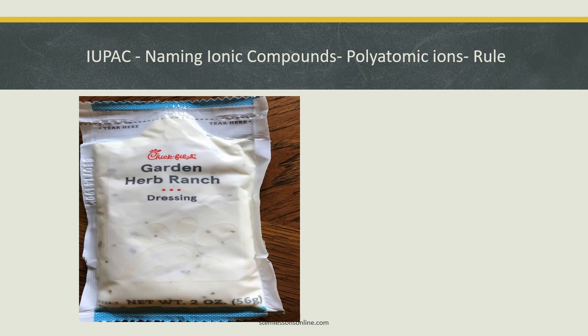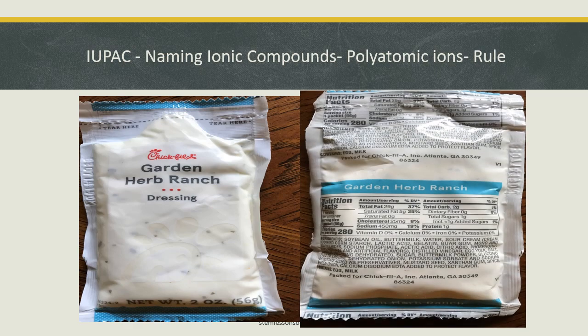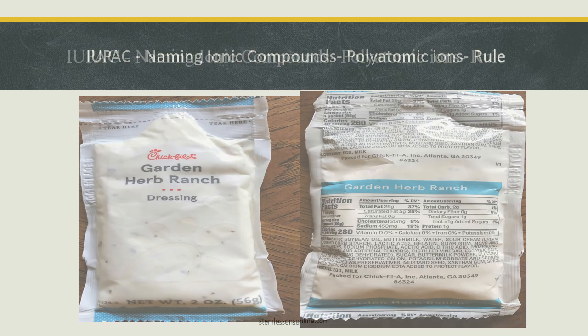So in this garden herb ranch, this is a dressing you use most of the days, right? You can see several chemicals, and some of them are named with -ate ending. So let's see the other side of that. You can read that one, -ate ending here, some of the ingredients here. Okay, look at that one, and how many -ates are there?